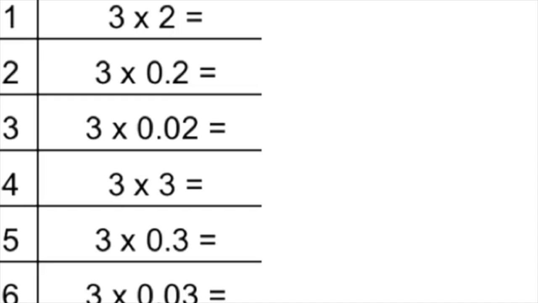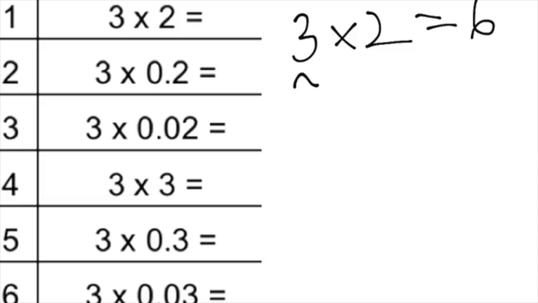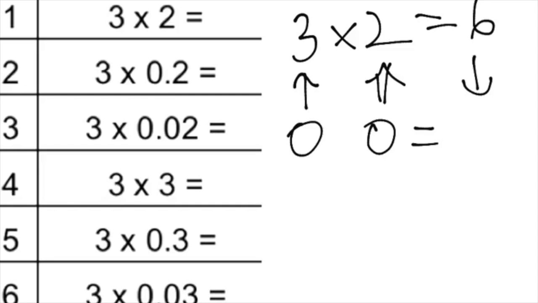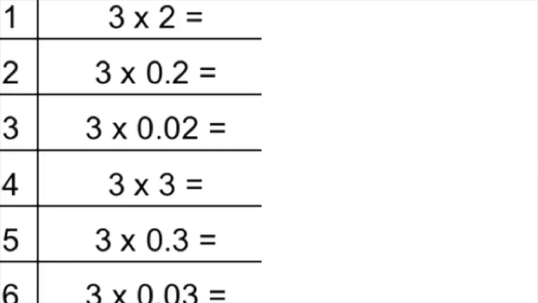3 times 2. I know, simple. 3 times 2 is 6. But I'm going to break this down so we understand how we're going to answer all of the other questions. The number 3 is in what place in our place value chart? Very good. It's in our ones place, as well as the 2 is in our ones place, which means our answer is going to be in our ones place. Okay, simple enough. Let's move on to number 2.